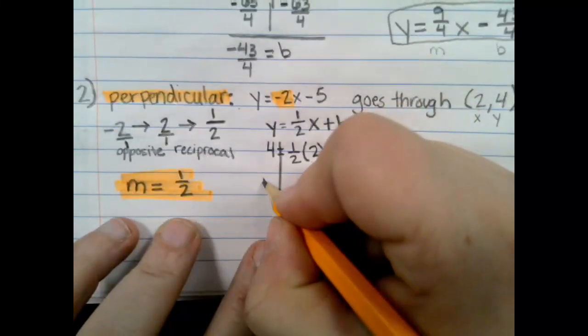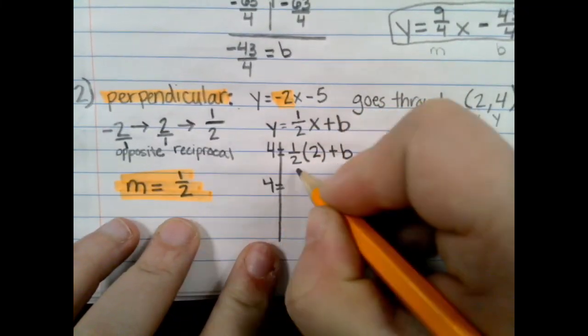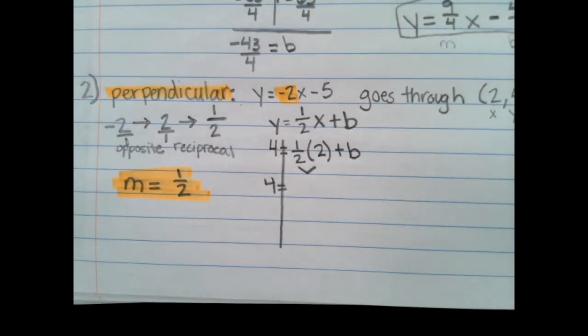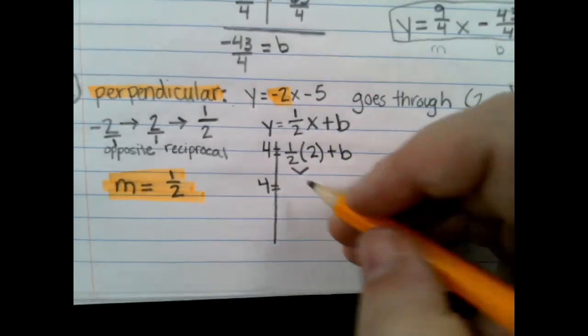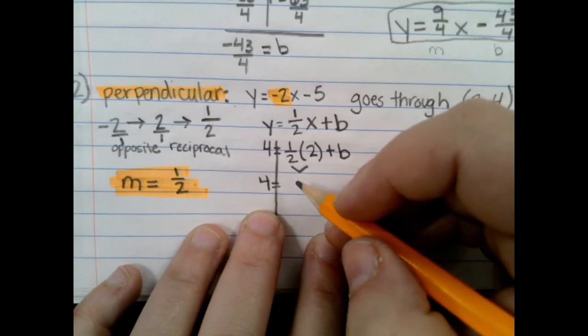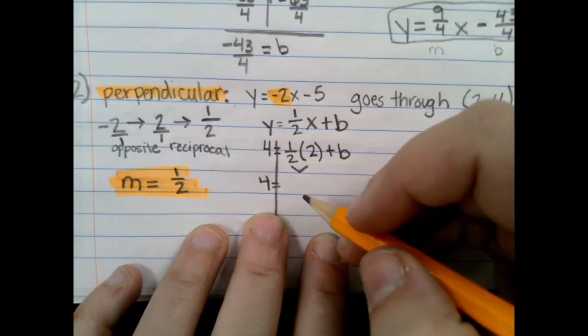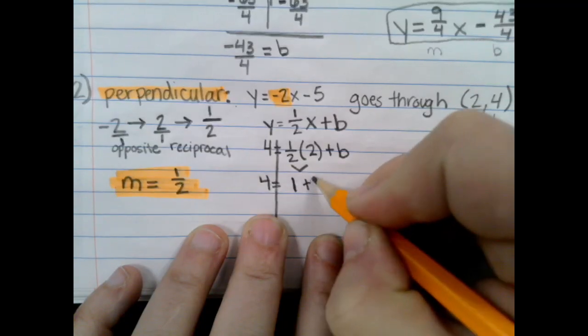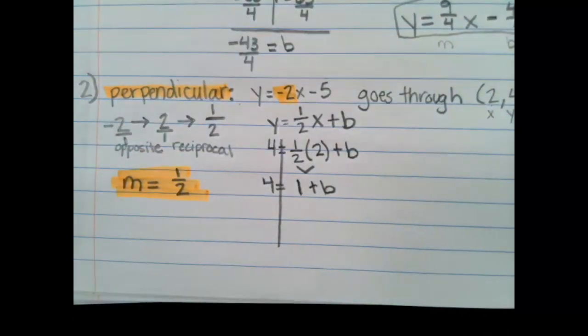So to solve that, the first step we're going to do is multiply 1/2 of 2. And you might need to use a calculator, and that's okay. Most of us can do that mental math if you think 1/2 of. What's 1/2 of 2? 1, yeah. 1/2 of 2 is 1. Thank you, Alex. Okay, plus b.